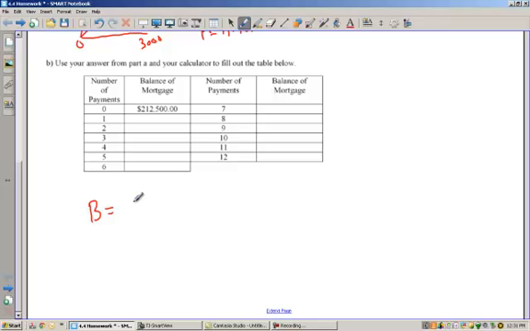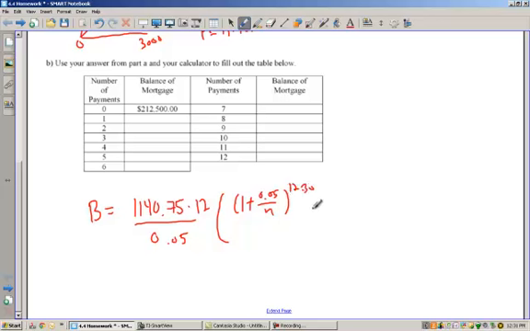And then we know our payment. Now our payment we found before was $1,140.75. Right, n is still 12, so we have times 12, divided by the interest rate, which is still 0.05. Right, then all times this 1 plus 0.05 divided by 12, raised to the 12 times 30. Right, then minus 1 plus 0.05 divided by 12.